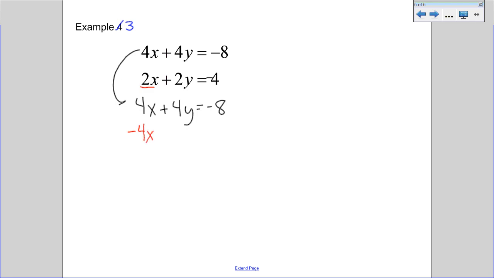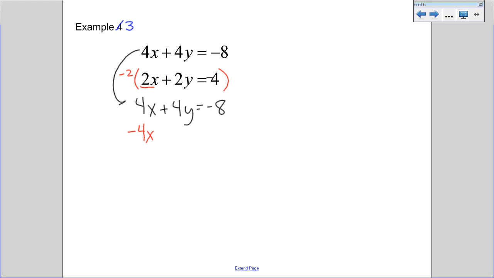Notice, ladies and gentlemen, I write down what I want it to become before I actually do my multiplying, correct? That way it helps me multiply by the correct number. So what do I have to multiply 2 by to get a negative 4? If we did it by negative 2, because that would give us negative 4, wouldn't it cancel both out? Well, let's take a look at what happens.